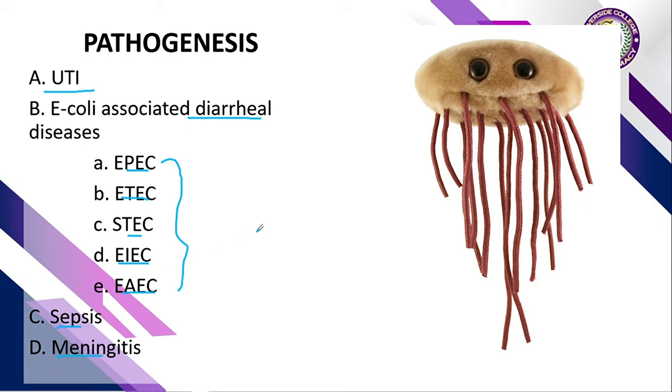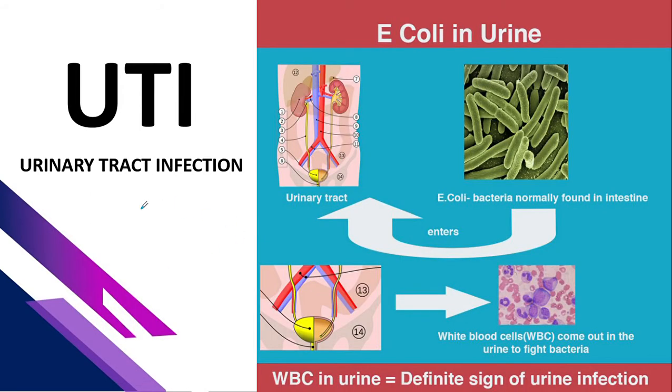So first, let's move forward to the UTI. UTI, urinary tract infection. Basically, the E. coli bacteria found in the urine, nagnaog siya sa urinary tract. White blood cells come out in the urine to fight the bacteria, and that causes the infection. So pag may infection, guys, may increase in white blood cell. That's how you know if there is an infection in the body.